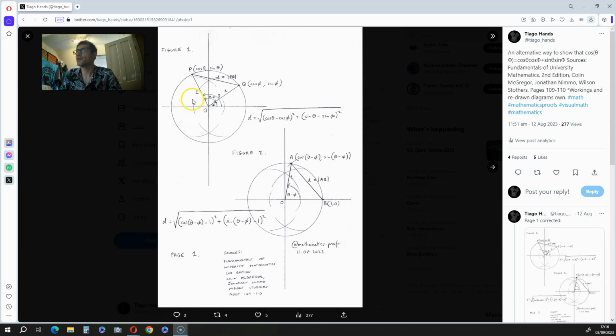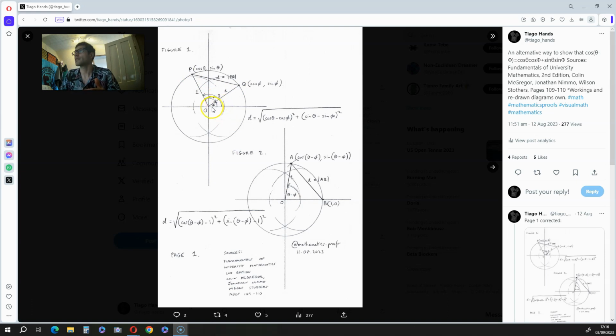So we're going to need 2 diagrams for this proof. That is figure 1 and figure 2. Both these triangles are isosceles triangles. They both have sides of 1 and they have a central angle of theta minus phi.